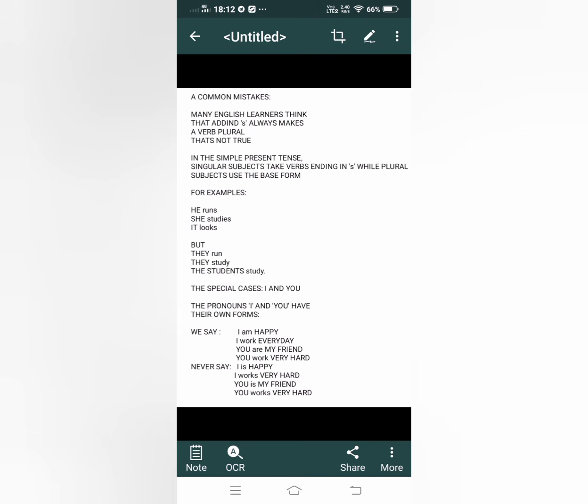But they run, they study, the students study. Here in this case, as all the subjects are plural, the verbs do not end with s.